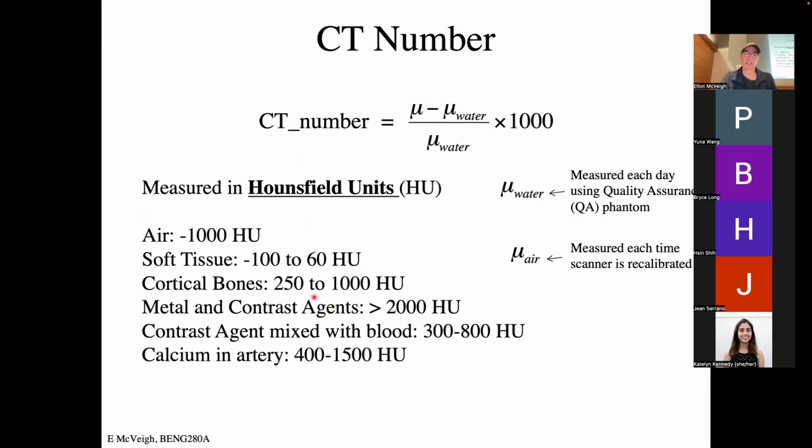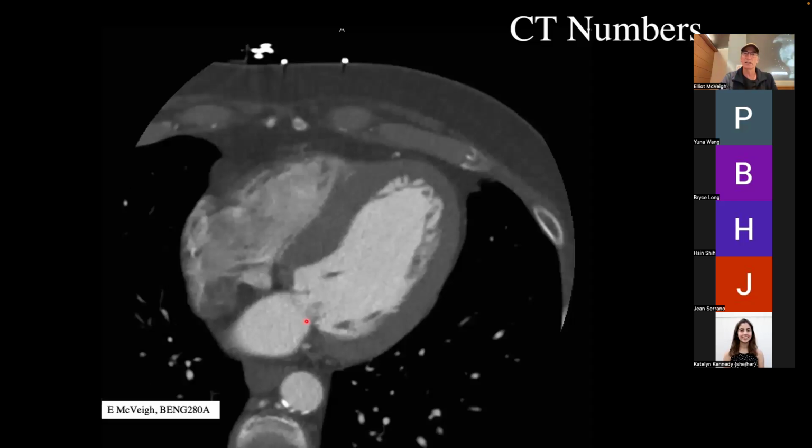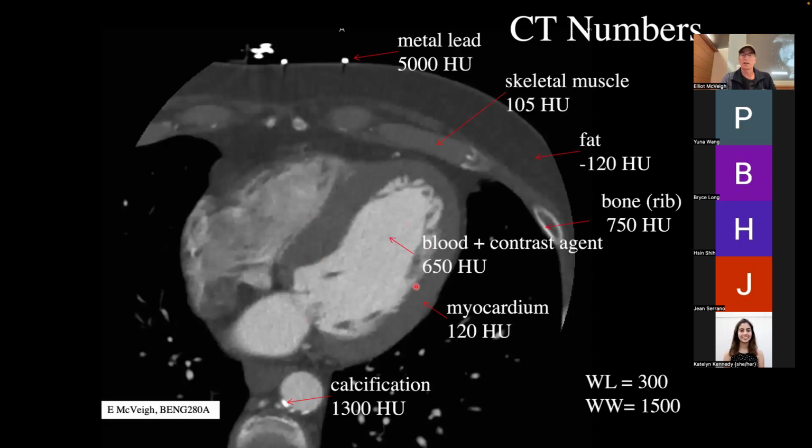And here are some values you can look at, but it's easier to look at it this way. Here's a modern CT image. The value for skeletal muscle measured in this patient right here is 105 Hounsfield units. So that means mu is slightly higher than water. Fat is minus 120 Hounsfield units, so it's slightly lower than water. That means more X-rays get through fat than get through water. Less X-rays get through muscle than get through water. Blood with contrast in it, 650 Hounsfield units. So that means it attenuates a lot more X-rays than water.